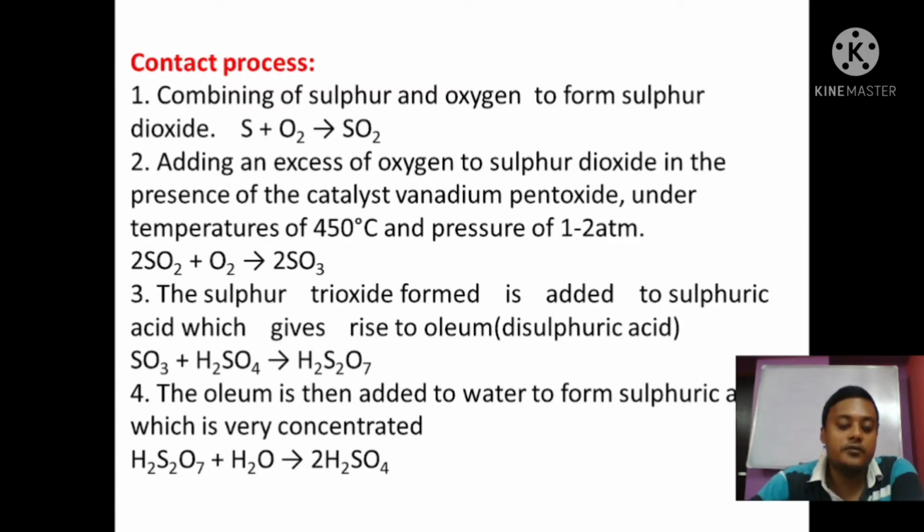Now you may have one confusion. We need sulfuric acid to prepare sulfuric acid. But see, the sulfuric acid we use in the third step has lower concentration and is not in pure form. But the product sulfuric acid in the fourth step is of very high concentration and is also in very pure form. So that is the difference between the sulfuric acid we use in the process and the sulfuric acid we get as a product in the contact process.